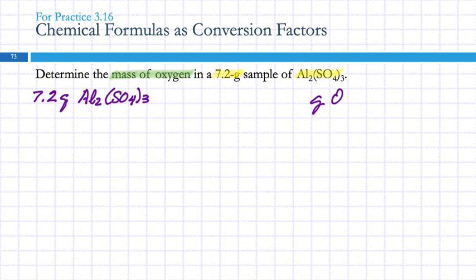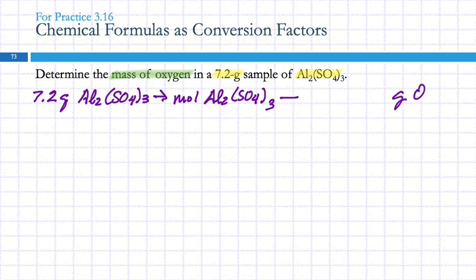So we're going to go to moles in the middle. I can convert this mass of compound to moles of the compound using the molar mass. Oops, I did not leave enough space. Make more space. And then I can convert moles of the compound to moles of oxygen. And then I convert to grams of oxygen.